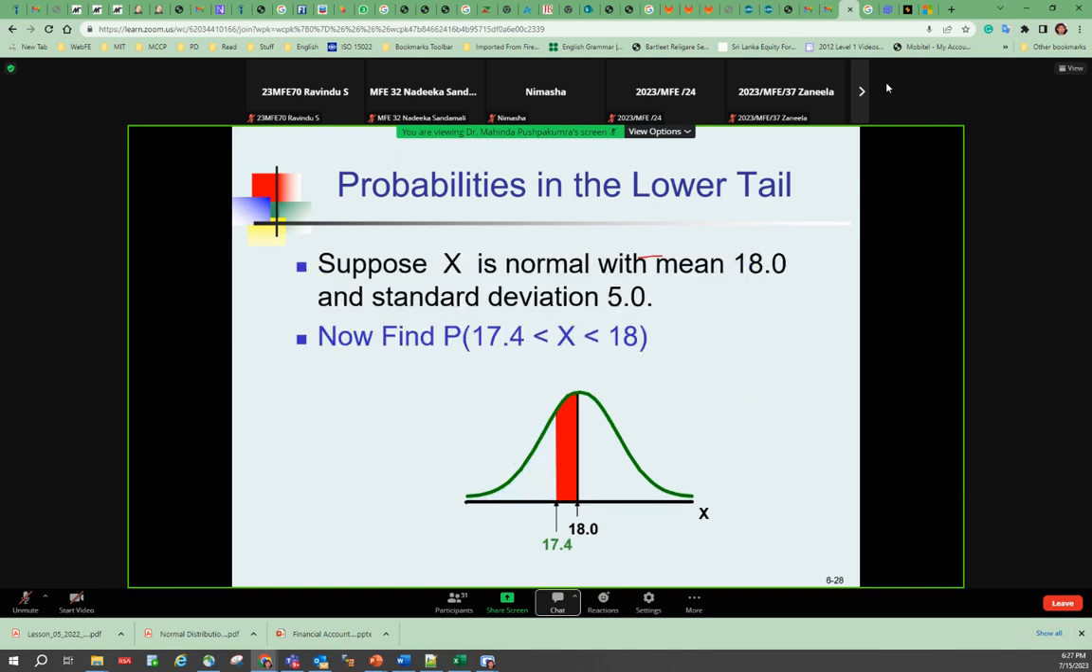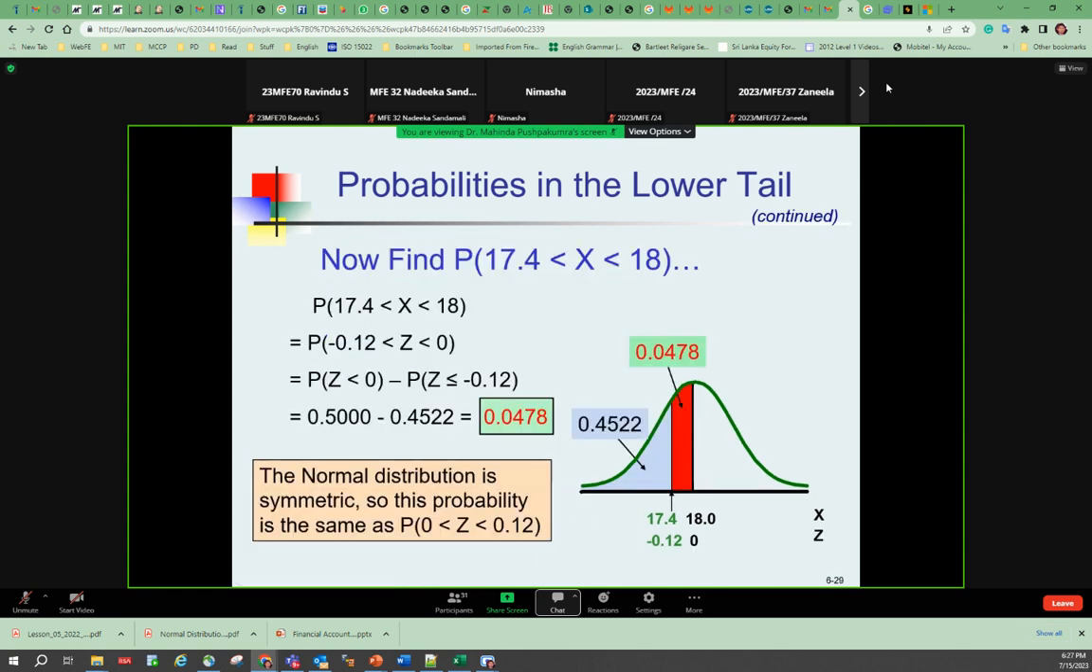Then X is normal with mean 18 and standard deviation 5. Find the probability 17.4 to 18. That means this area. Then you convert this into Z. Then if you read 0, it is 0.5. Then you will have to subtract this value. Then how can you find this value?